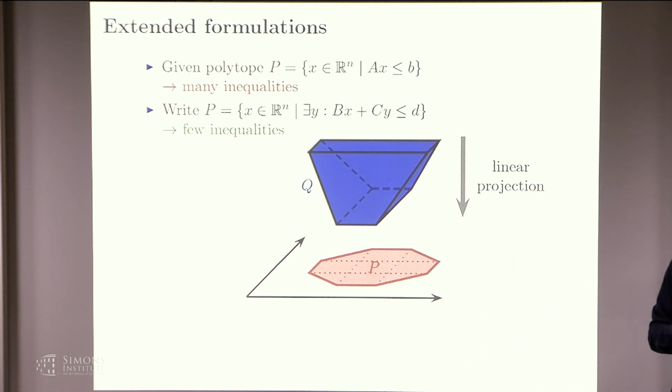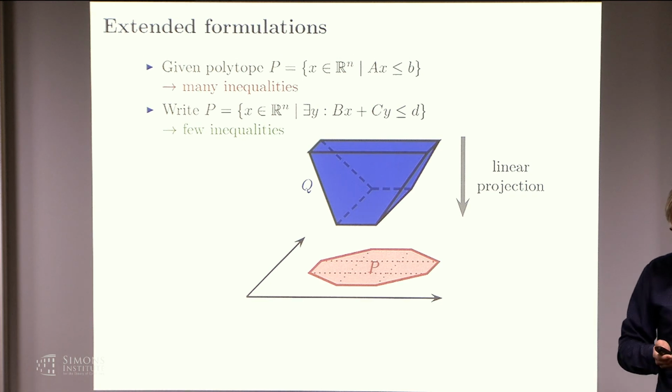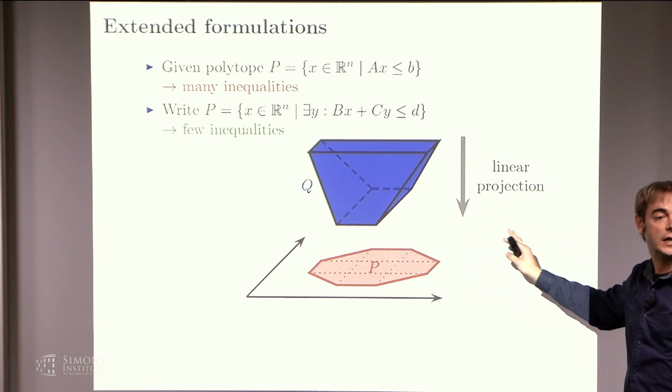So there are actually examples where the original polytope needs exponentially many inequalities in the original space, but after adding some extra variables, it needs only polynomially many inequalities. So there is some mechanism that actually allows linear programs to be quite powerful in many settings. And in particular, it's not very clear whether this power is enough for solving Hamiltonian circuit.